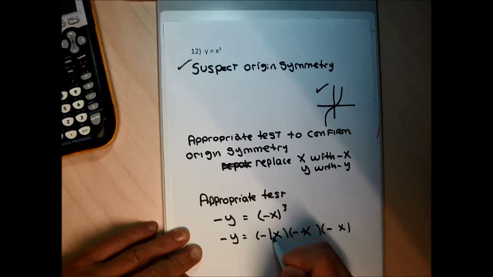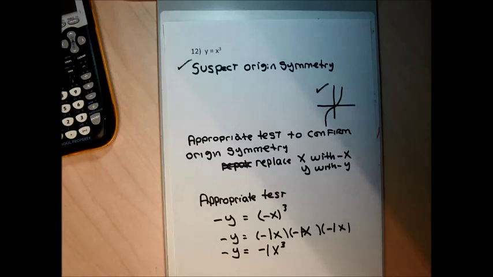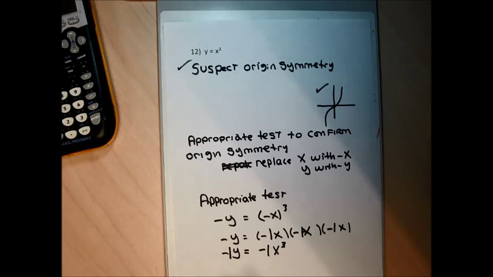These are really negative 1x times negative 1x times negative 1x because negative x means negative 1x. I'm going to multiply the three negative 1's, and I'm going to multiply the three x's. Negative 1 times negative 1 times negative 1 is negative 1. X times x times x is x cubed. So this gives me negative y, which is really negative 1y, equals negative 1x cubed.